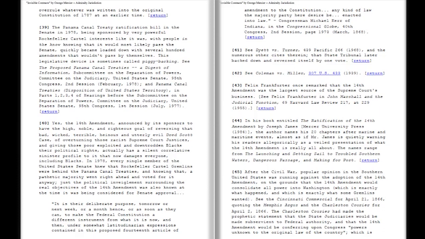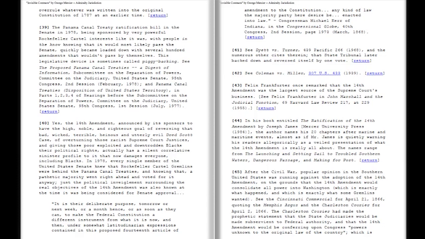See the proposed Panama Canal Treaties, a digest of information, Subcommittee on the Separation of Powers, Committee on the Judiciary, United States Senate, 95th Congress, 2nd Session, February, 1978, and Panama Canal Treaties, Disposition of United States Territory, in Parts 1, 2, 3, 4 of hearings before the Subcommittee on the Separation of Powers, Committee on the Judiciary, United States Senate, 95th Congress, 1st Session, July, 1977.